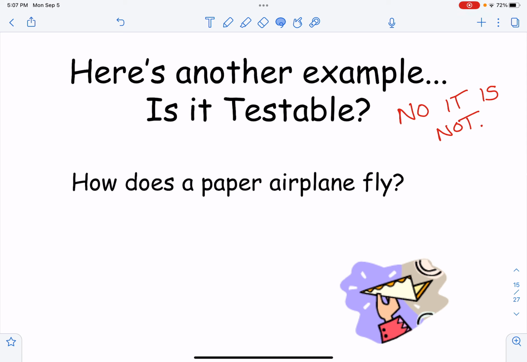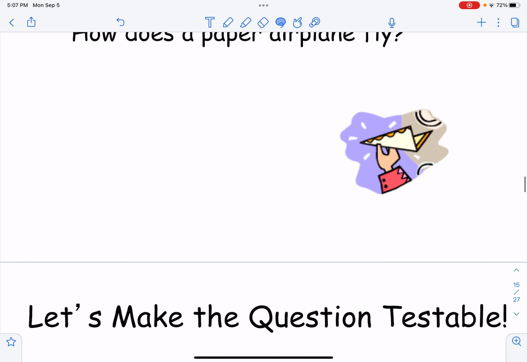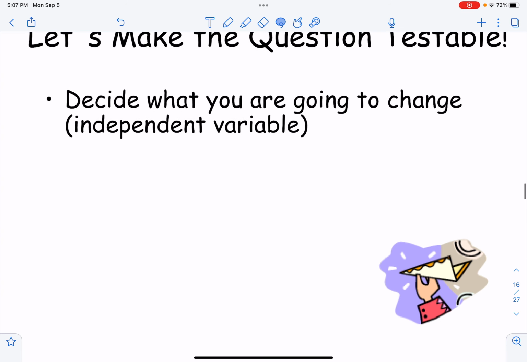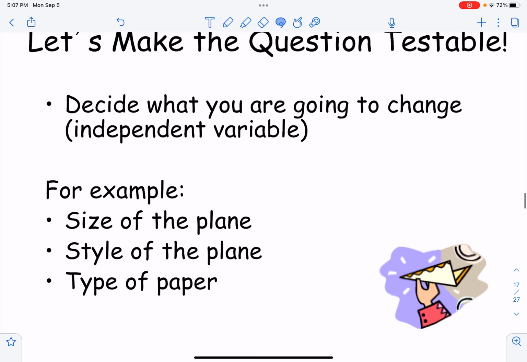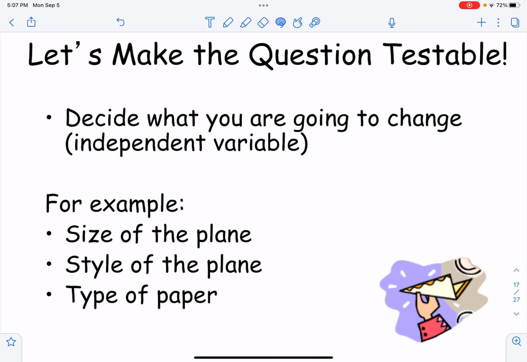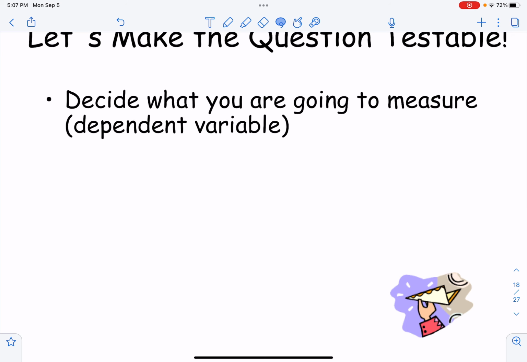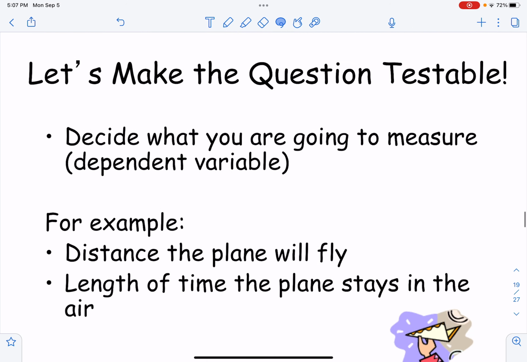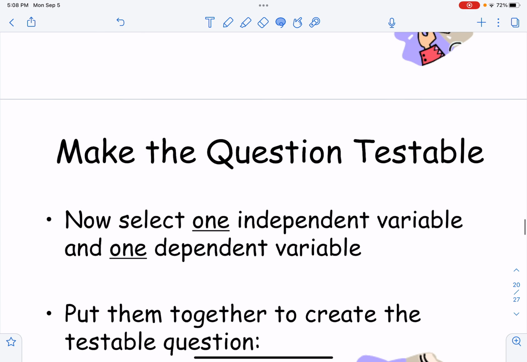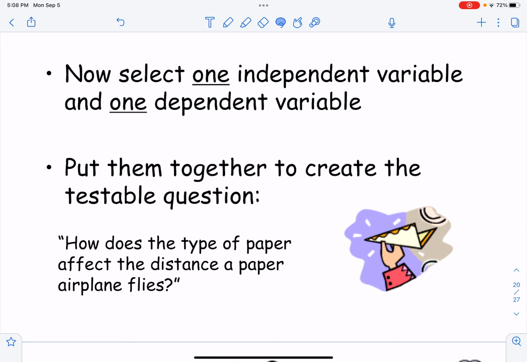Okay, this question, how does a paper airplane fly? That is not testable, but we can make it testable. So decide what you're going to be changing or testing, your independent variable. It could be the size of the plane, the style of the plane, the type of paper. Then you're going to decide what you're going to measure. You could measure the distance the plane will fly, or you could measure the length of time the plane stays in the air. Once you've chosen one thing to test and one thing to measure, you put them together to create a testable question. How does the type of paper affect the distance a paper airplane flies?